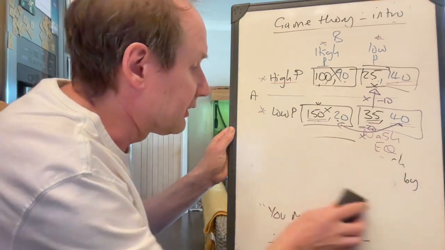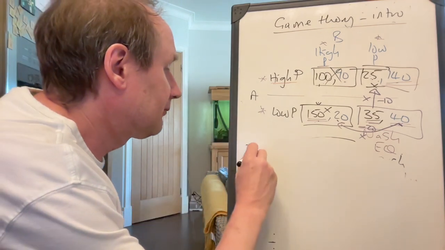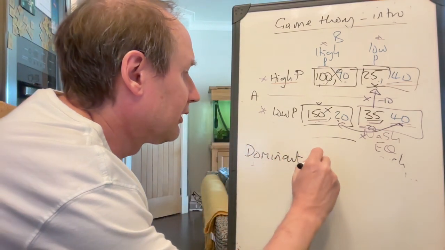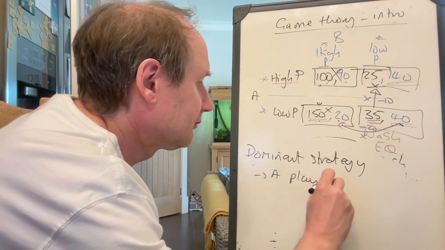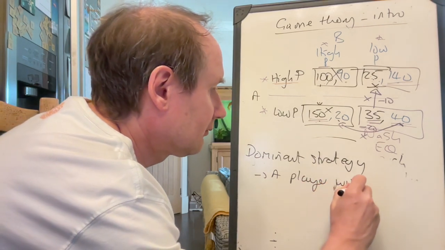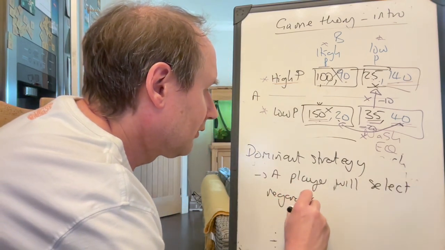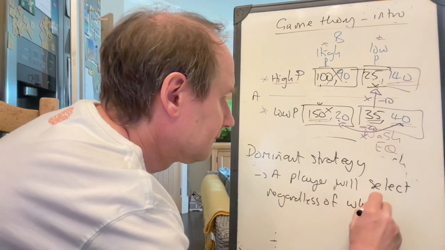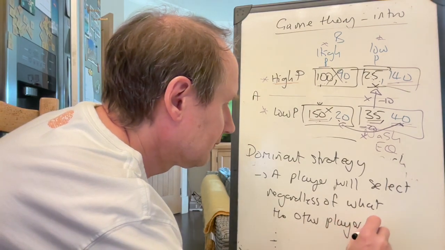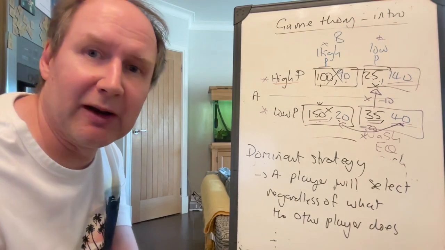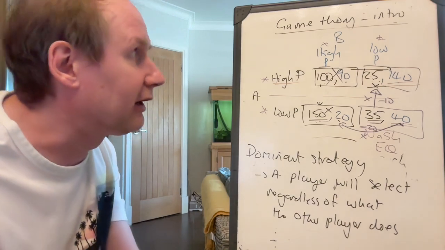Another important piece of terminology is what's called a dominant strategy. A dominant strategy is one that a player will select regardless of what the other player does. So with a dominant strategy, it doesn't matter what the other player does, you're going to do this. And in fact, in this case, there are two dominant strategies, and you'll see why.